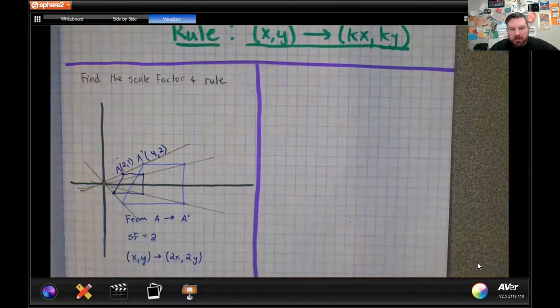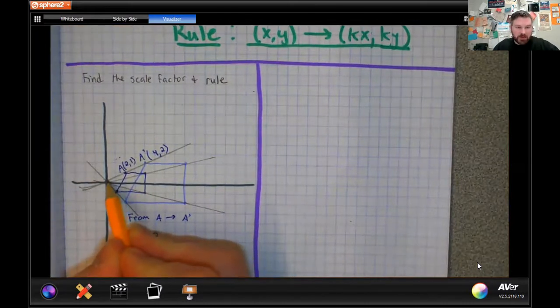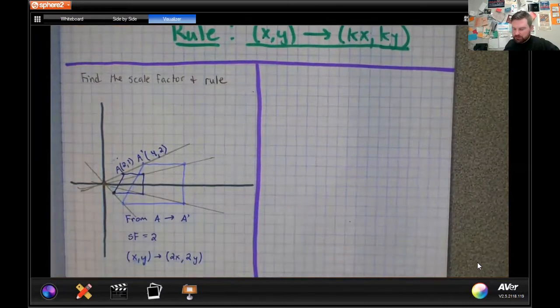Now in art class, you did this, and it was actually called vanishing points. This point right here, this point of dilation, was called your vanishing point, and it's how you get one and two point perspective. Okay, next example here.